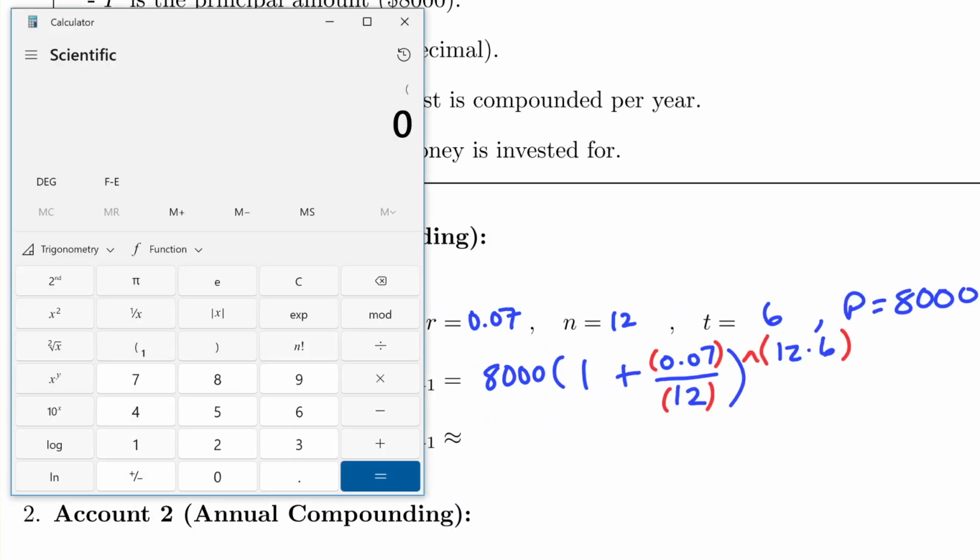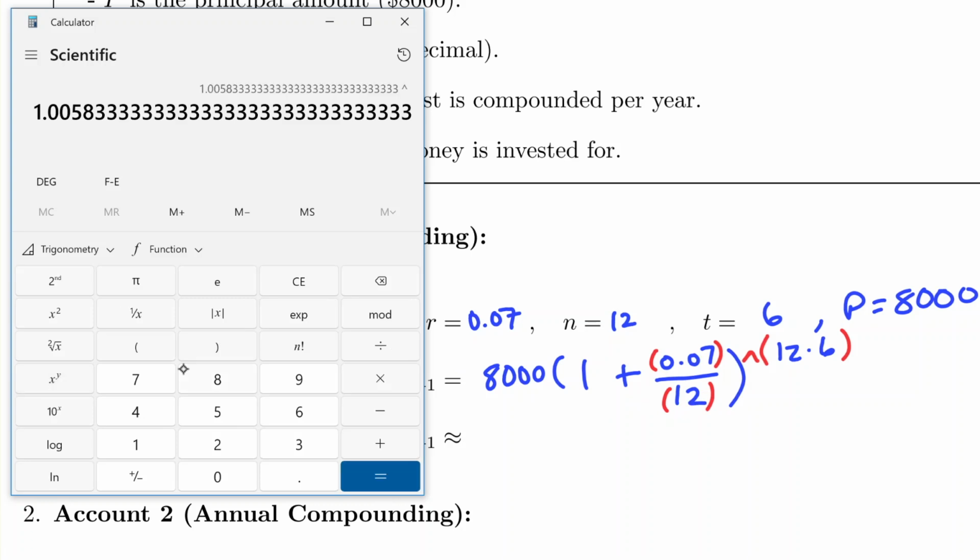So parentheses 1 plus, okay, now I'm going to type this open red parentheses. I'm just typing what I see. Close parentheses, divided by, for the fraction, open parentheses for the bottom, close the red parentheses for the bottom. Now I need to close the overall parentheses for this entire term. And that's what I get. And then I raise this to the exponent, 12 times 6 years. That's what I get for this whole term. Then this needs to be multiplied by 8,000.